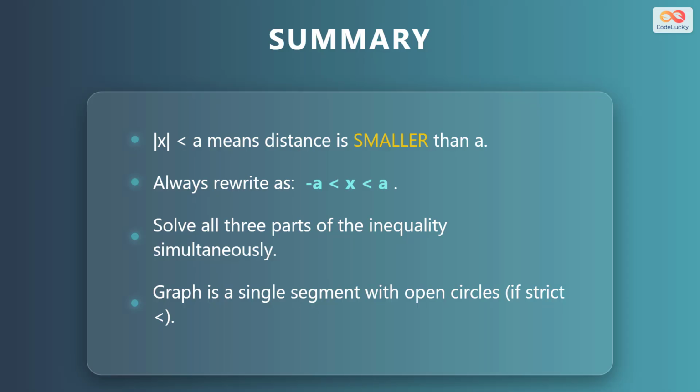To summarize, absolute value less than a means the distance is small. Always rewrite these problems as a compound inequality. Negative a is less than x is less than a. Then, solve for x in the middle. If you follow these steps, you will get it right every time.